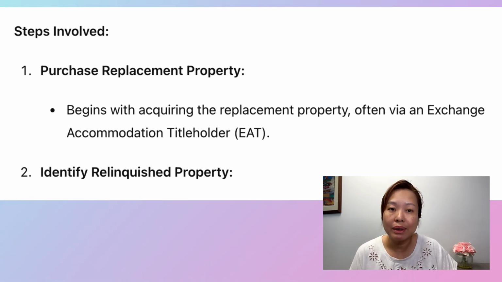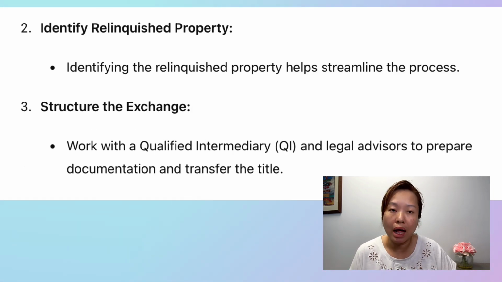The reverse 1031 exchange process involves several steps, each contributing to the overall timeline. First is the purchase of the replacement property. The process begins with the acquisition of the replacement property, often facilitated through an exchange accommodation title holder, EAT. Second thing is relinquished property identification. Although not formally required, identifying the relinquished properties helps streamline the process and ensure compliance.